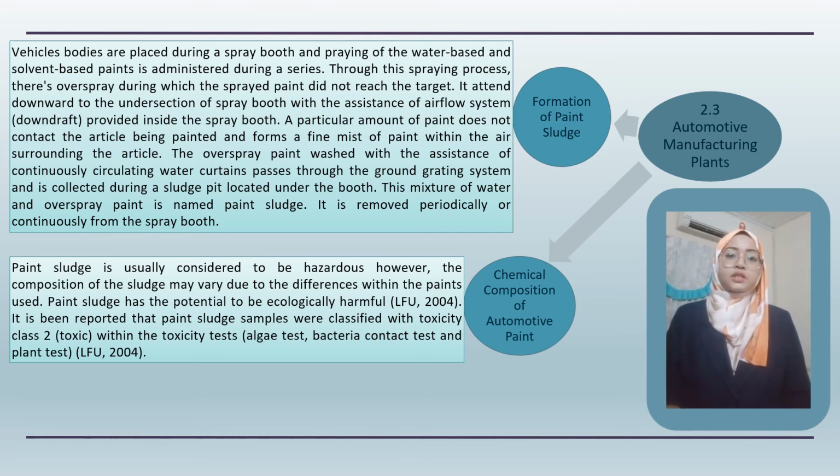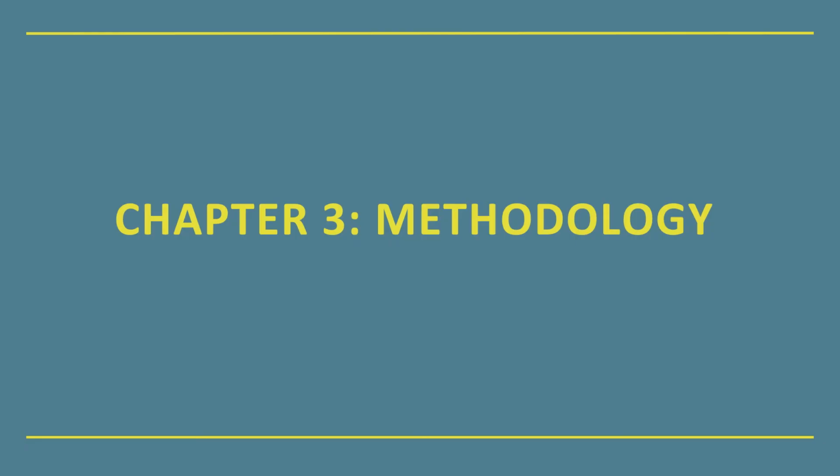Paint sludge is usually considered to be hazardous. However, the composition of the sludge may vary due to the differences in the paints used. Paint sludge has the potential to be ecologically harmful. It has been reported that paint sludge samples were classified with toxicity class 2, which is toxic in the toxicity test, algae test, bacteria contact test, and plant test.